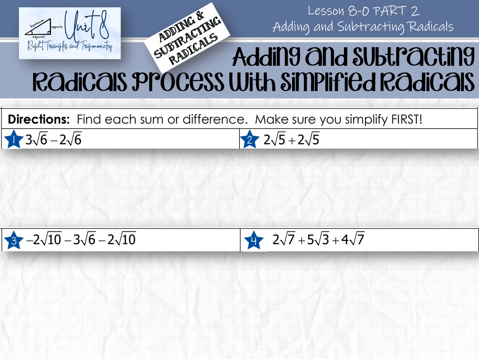Adding and subtracting radicals process with simplified radicals. Find each sum or difference. Make sure to simplify first. None of these need to be simplified. All the radicals are square roots, and none of the radicands have a perfect square factor inside, so they are all simplified. All we have to do is the adding and subtracting of like terms.